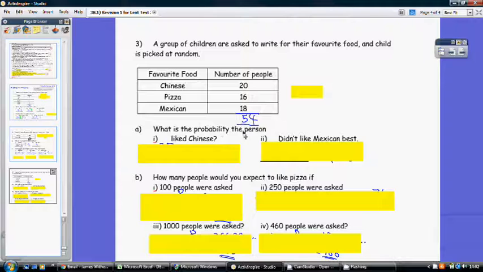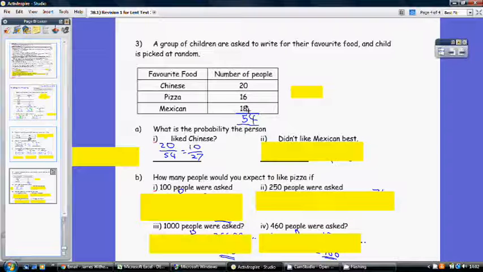What's the probability the person liked Chinese best? Well, it's going to be 20 out of 54, which simplifies if you halve top and bottom to 10 over 27. What's the probability the person didn't like Mexican best? Well, didn't like Mexican best, so it's this 16 add the 20, which is 36 out of 54, which simplifies all the way down to 2/3.